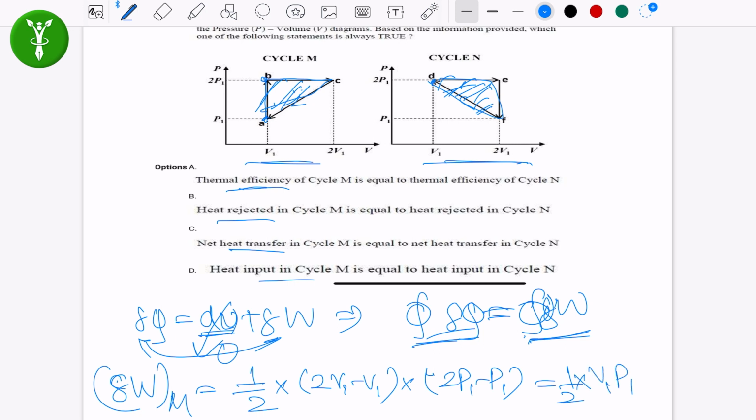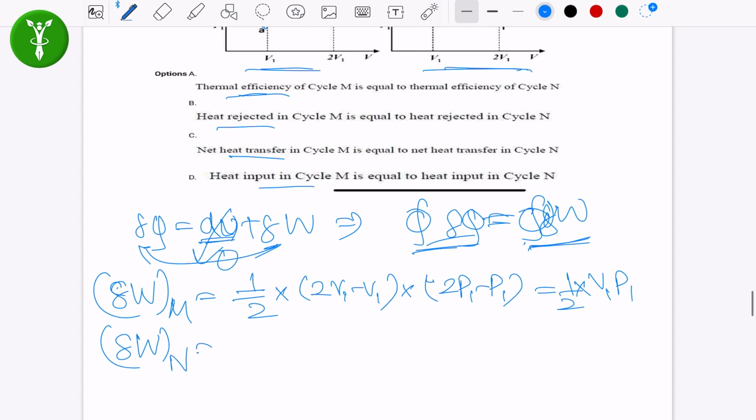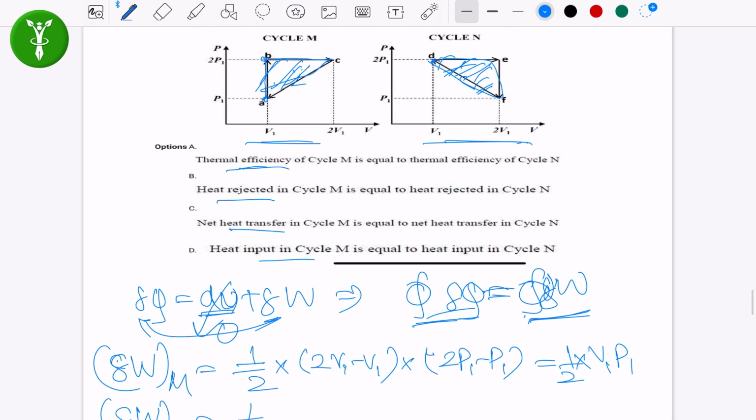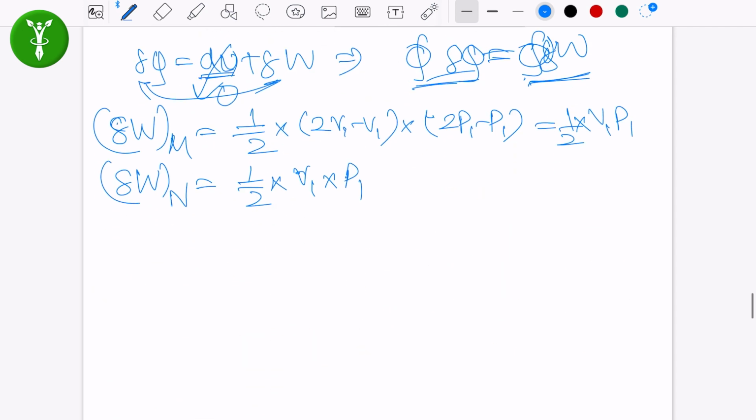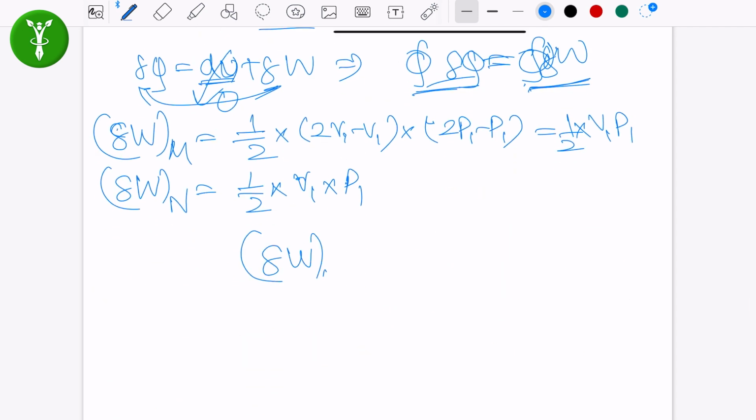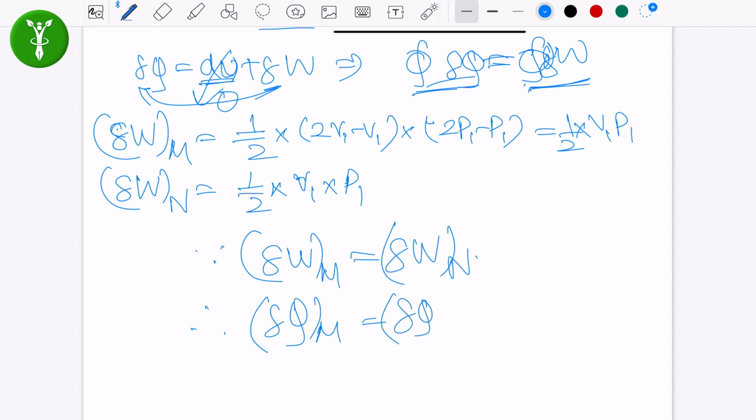If I calculate the work for cycle N, similarly the same here also: 2V1 minus V1 will be V1 and this is also 2P1 minus P1. So we can say delta W of M is equal to delta W of N. Therefore, delta Q of M and delta Q of N, the net heat transfer in cycle M and N are the same, using the first law of thermodynamics for a cycle.